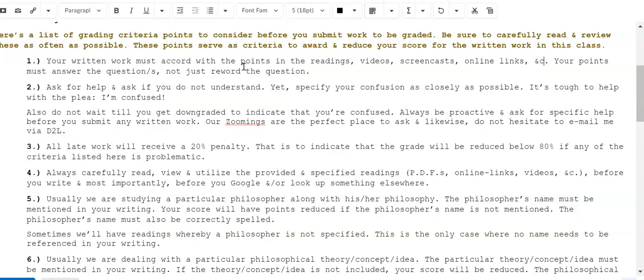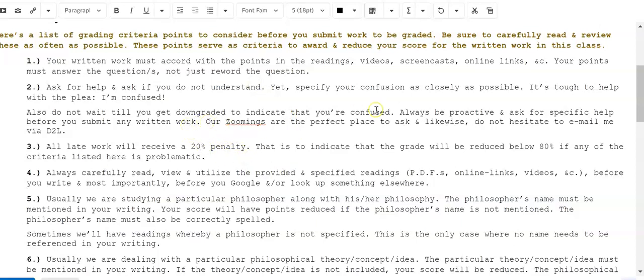Okay. 2, ask for help if you do not understand, yet specify your confusion as closely as possible. It's tough to help with the plea, I'm confused. So don't write something in a state of confusion, submit it, and then complain after you get the grade that you were confused. The best time to point out when you're confused or ask about things is before you submit your writing, okay? And also specify as closely as you can whatever it is that you're confused with, okay? Also, do not wait till you get downgraded. Okay, and so that's what that point is.